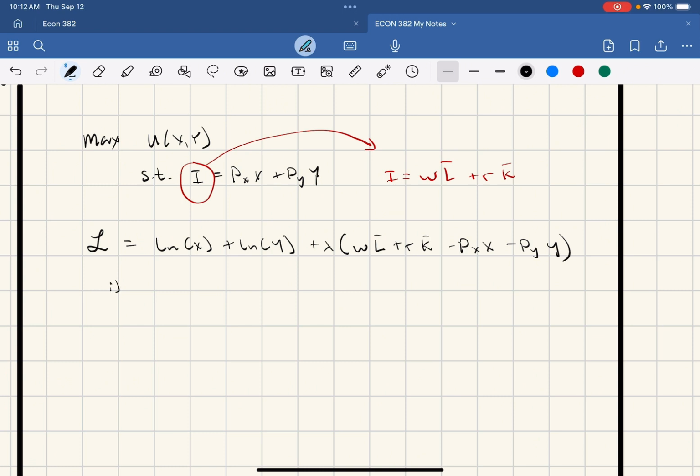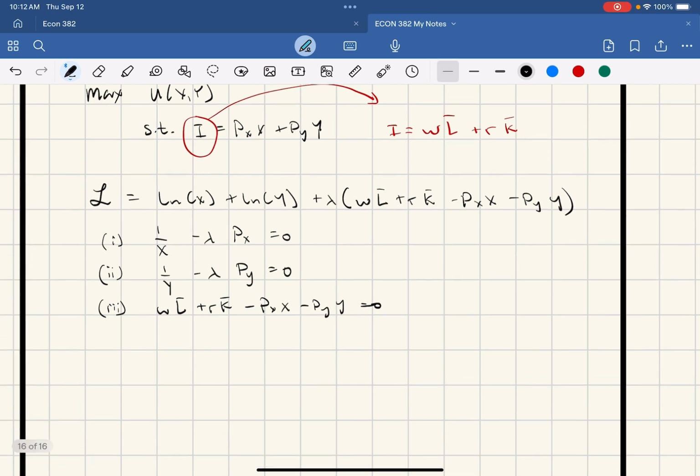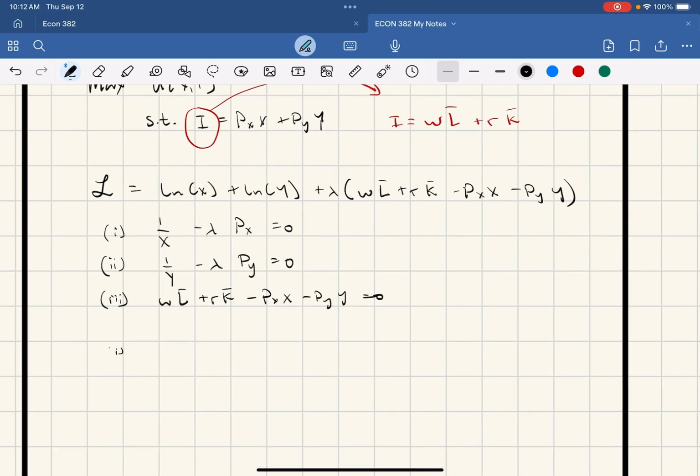Let's go ahead and set up our first order conditions. Let's take the derivative with respect to X. We'll get 1 over X minus lambda PX equals 0. The second derivative with respect to Y, we'll get 1 over Y minus lambda PY equals 0. And we'll take a third first order condition where we'll get the budget constraint, that income minus how much they consume is also equal to 0.